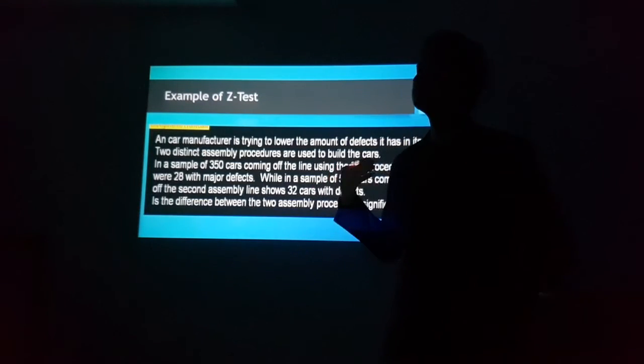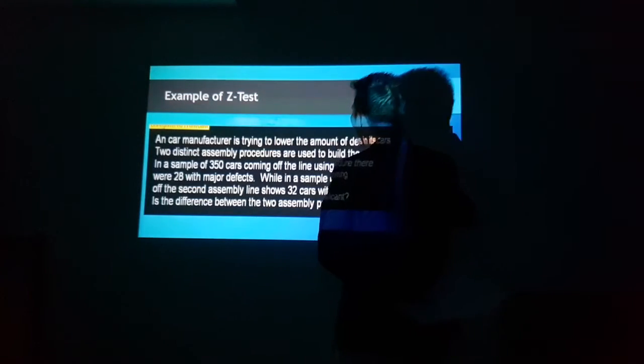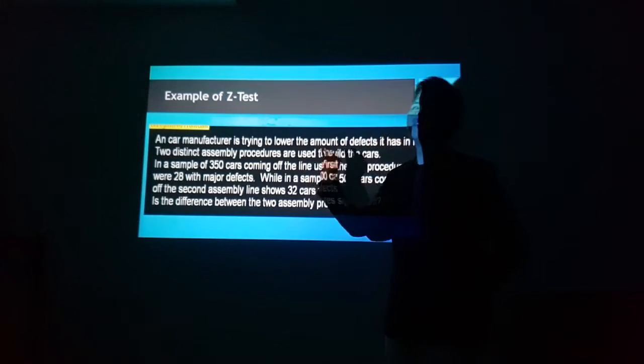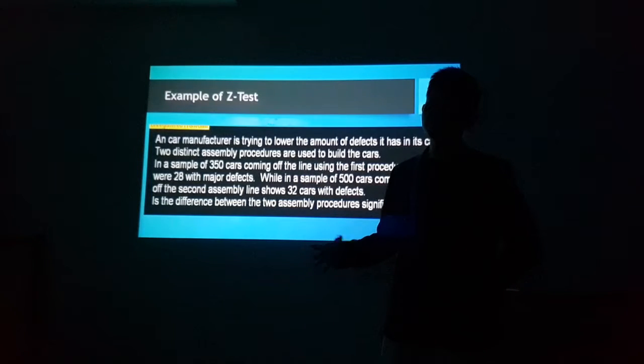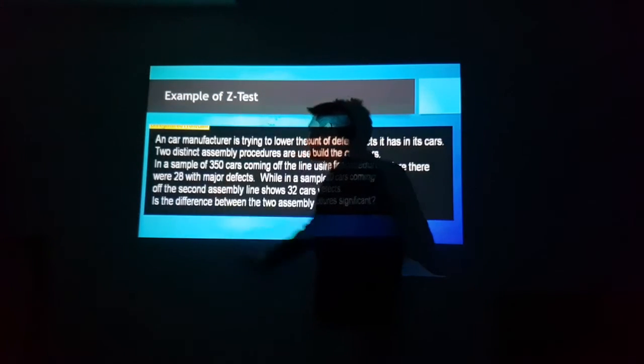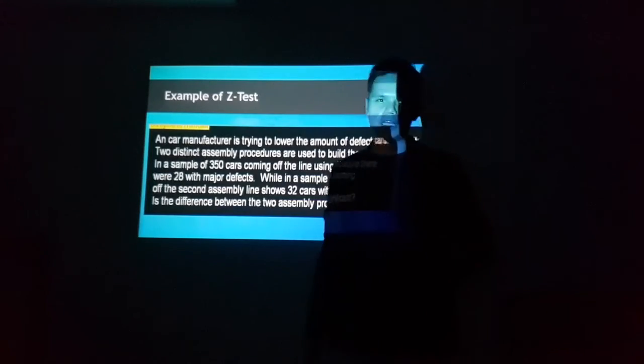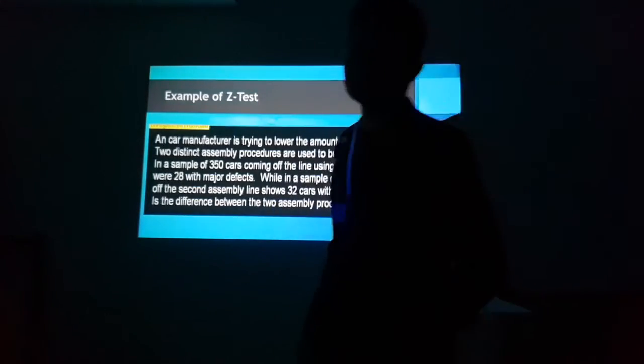So, how will we know if this is an example of a z-test? First, check if the sample is more than 30. Look at the sample sizes here. In a sample of 350 and a sample of 500, since both are more than 30, we can use the z-test.